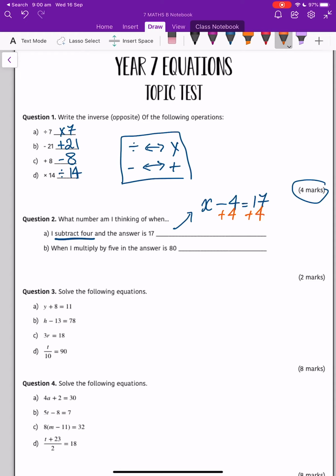Okay, this means on the left-hand side I can cross it out. X equals 17 plus 4, that's 21. Okay, so that's your number.